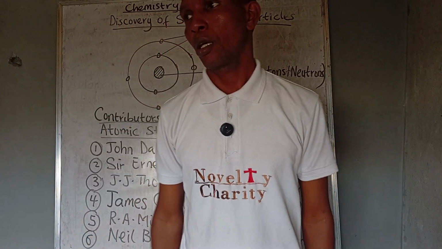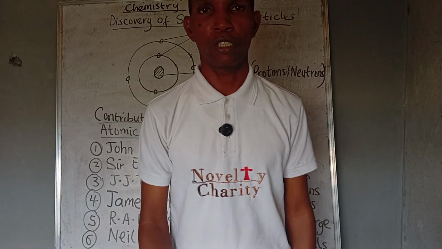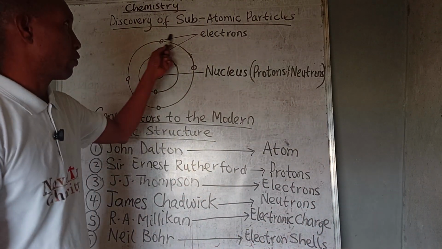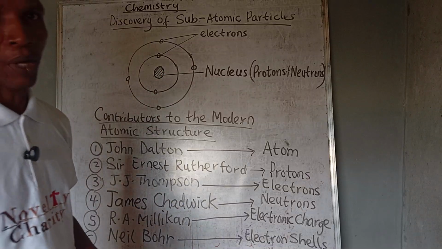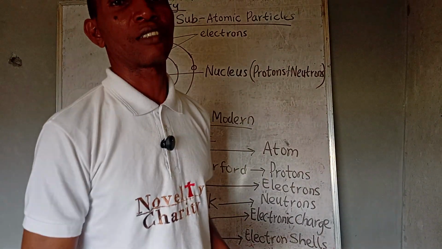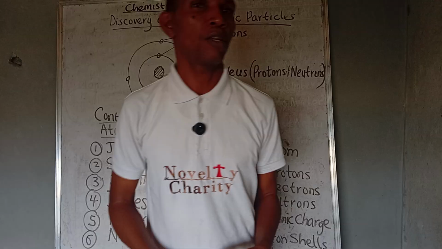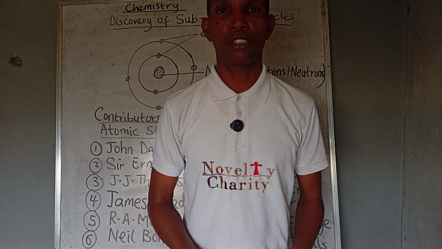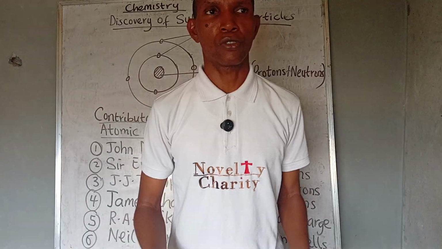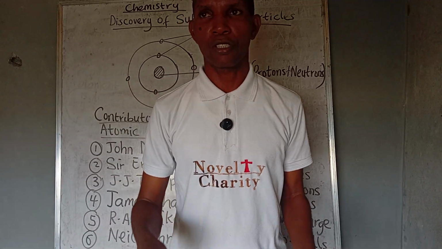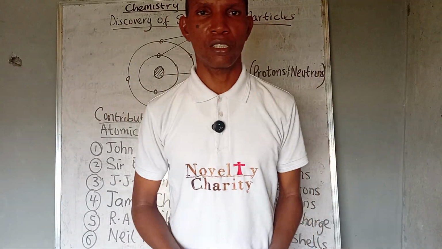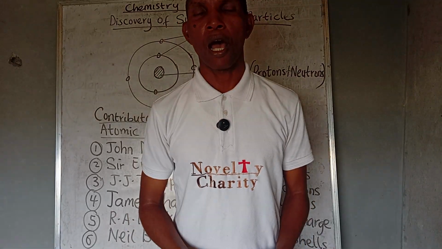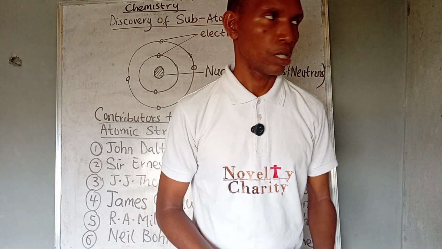In today's episode, we're considering a very vital topic in chemistry: discovery of subatomic particles. Don't forget that an atom is the smallest particle of an element that can take part in a chemical reaction. An atom consists of three main subparticles: protons, electrons, and neutrons. The protons are positive particles, electrons are negative particles, neutrons are neutral particles.